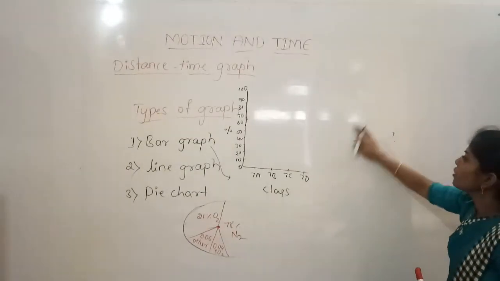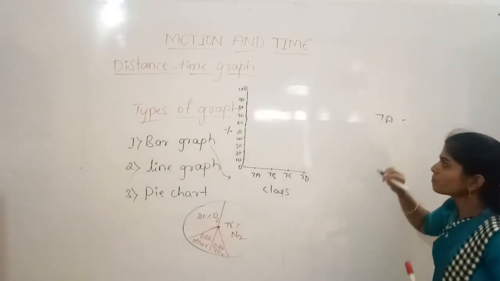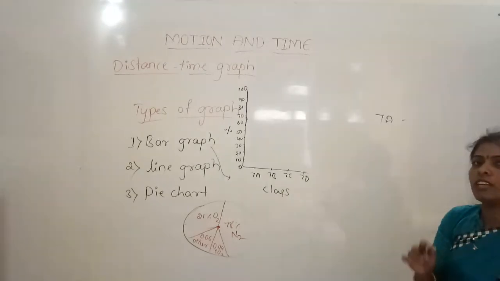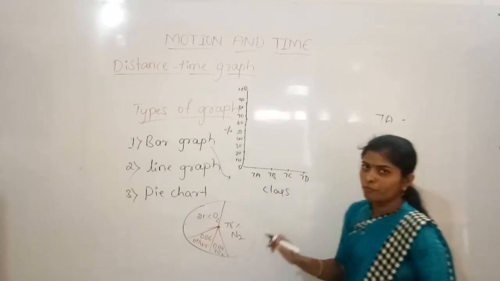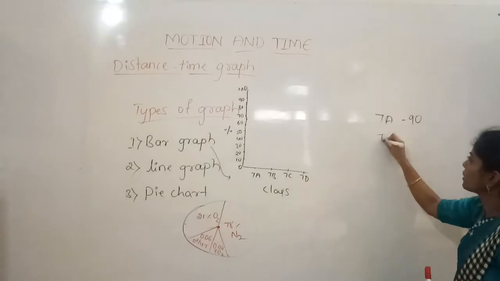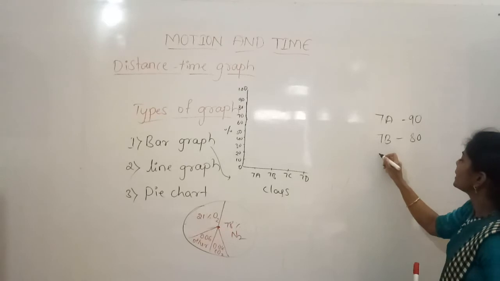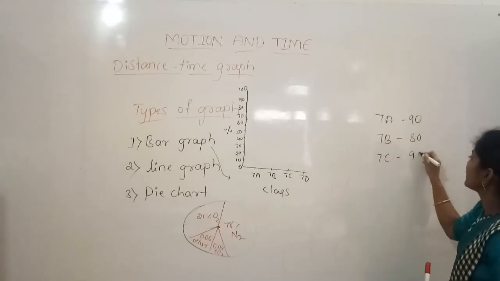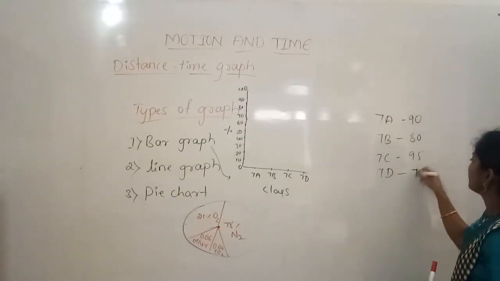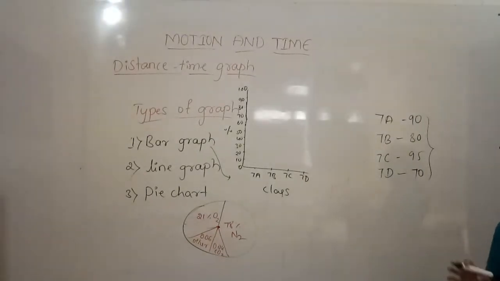So now just imagine, just think, so you can understand how to draw the bar graph. Okay, so 7th A has scored 90%. Okay, 7th B, if it scored 80%. And 7th C scored 95. Okay, 7th D scores somewhat 70. So if the scores are like this, then how to draw the bar graph?